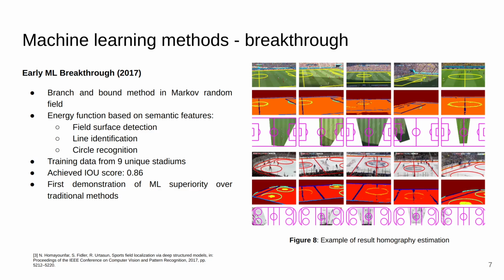Trained on 9 stadiums, it achieved an IoU score of 0.86, significantly outperforming earlier methods. This success paved the way to future deep learning approaches in camera calibration. On the right part of the slide, in figure 8, you can see their results.